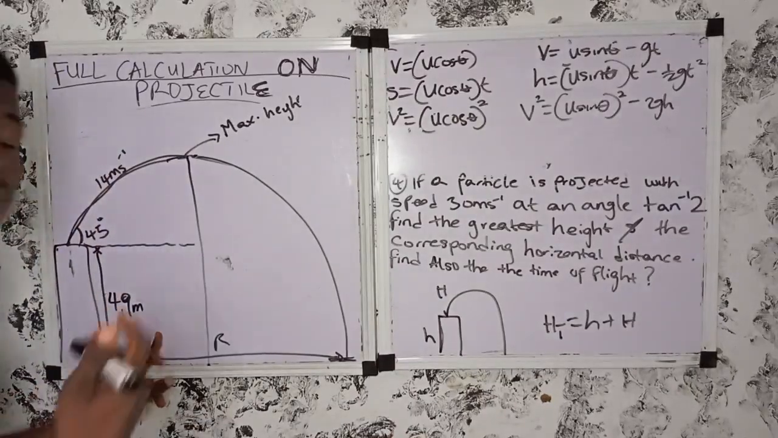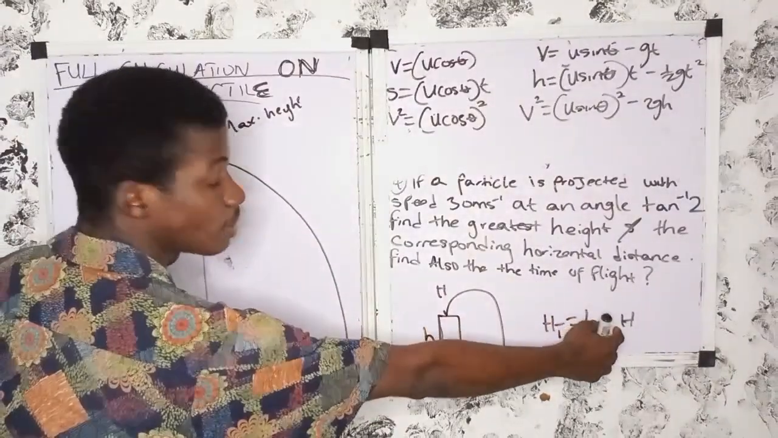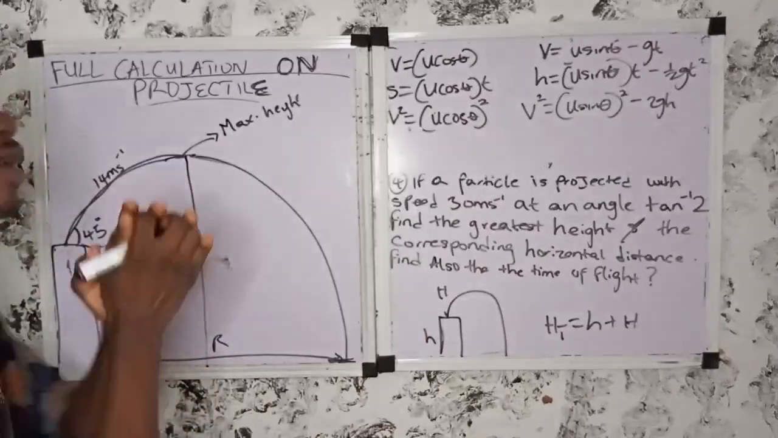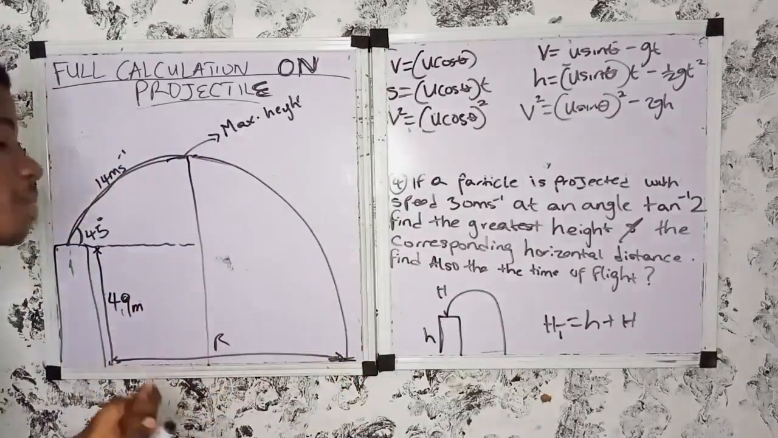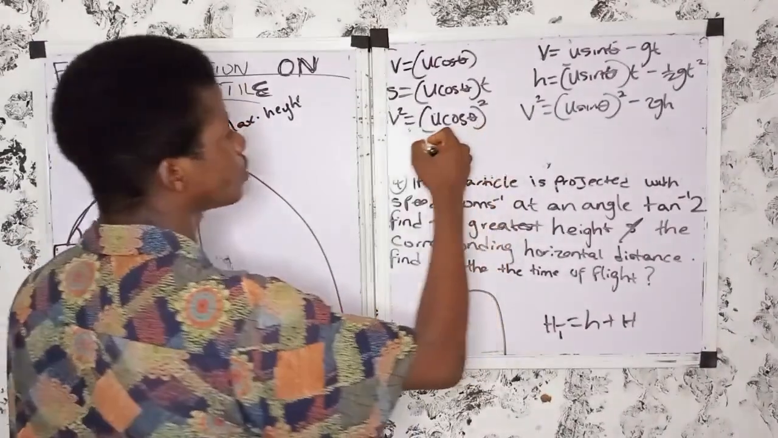We have gotten our h. Then we need to look for what? Capital letter H. When we look for capital letter H, we add everything. We get what? We get our total height. Yes. Then what about range? Remember, range is equal to what?